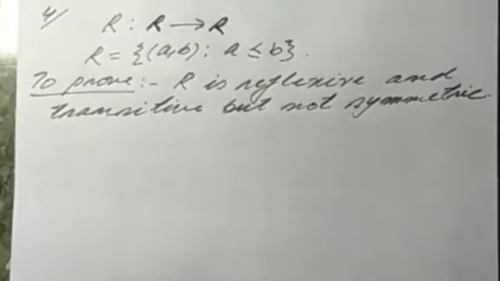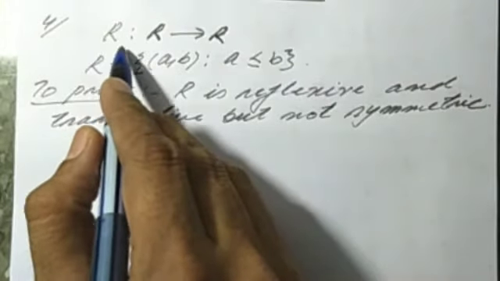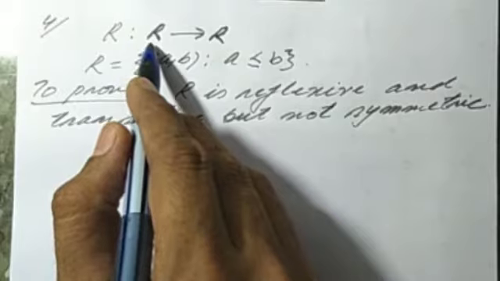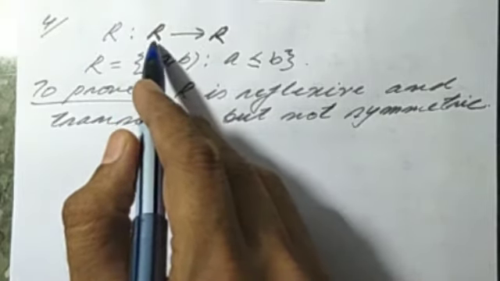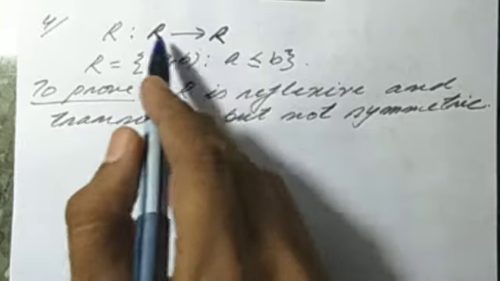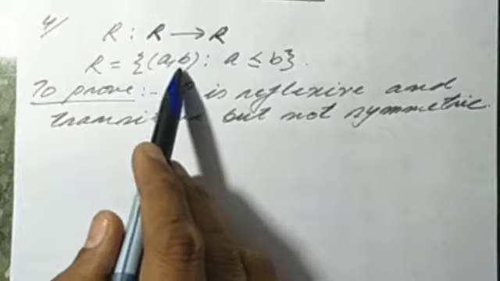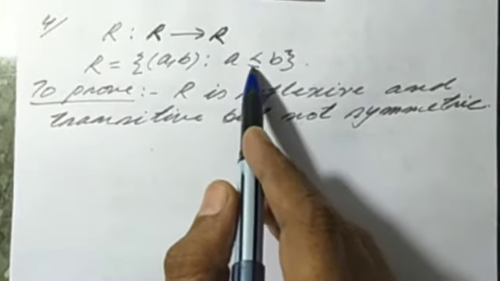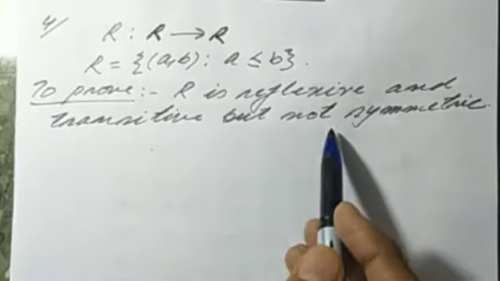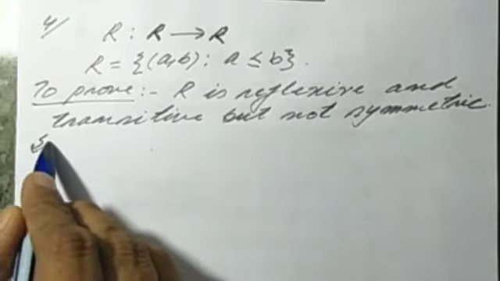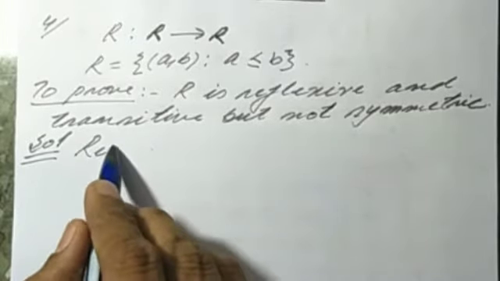Now let us talk about sum number 4, which is: R is a relation in the set of real numbers, which is denoted by ℝ in dark font here. So domain and codomain is the set of real numbers, and the relation is defined as the set of ordered pairs (a, b) where a is less than or equal to b. We have to prove here R is reflexive and transitive but not symmetric. So let's do it. First, we need to discuss reflexivity.